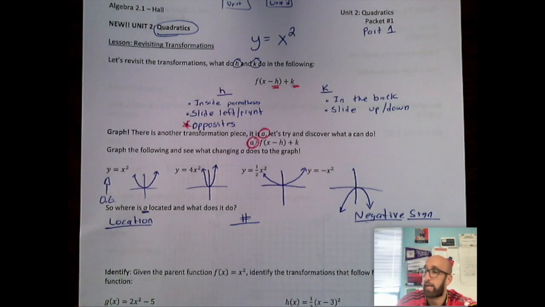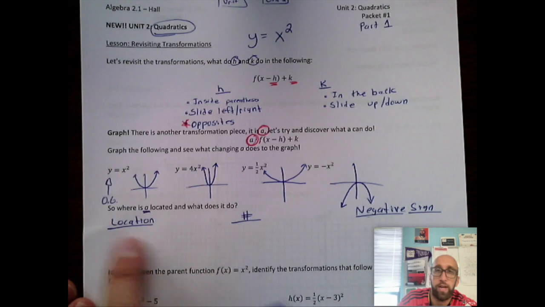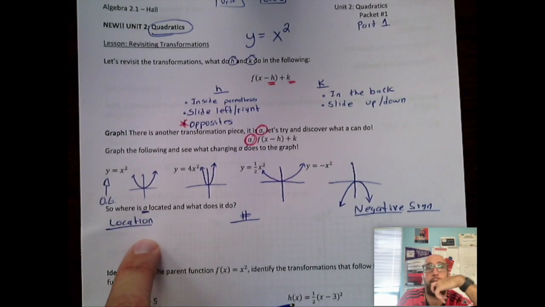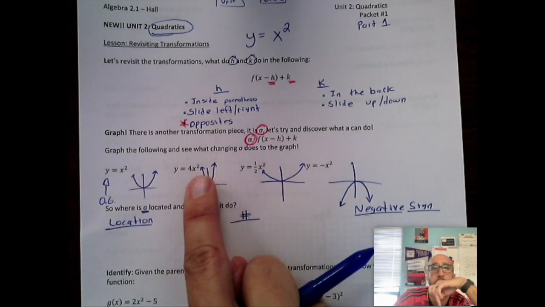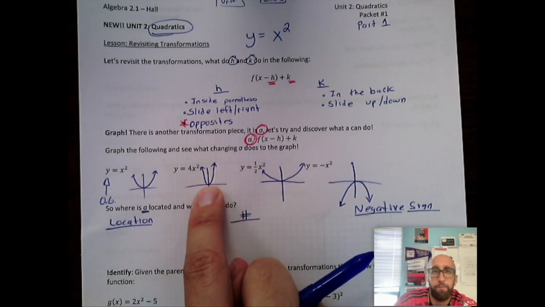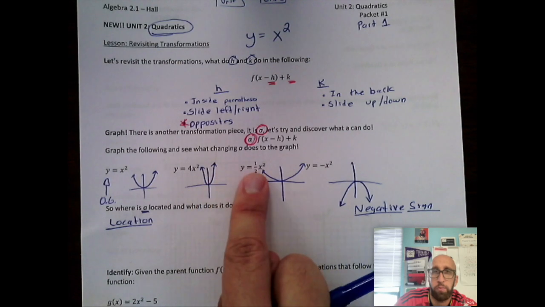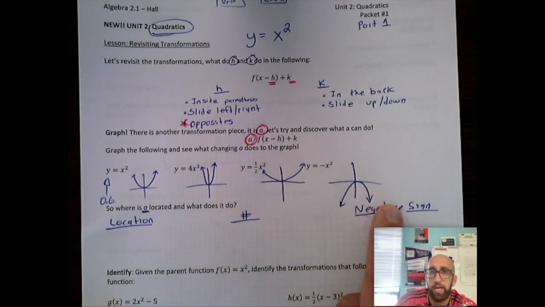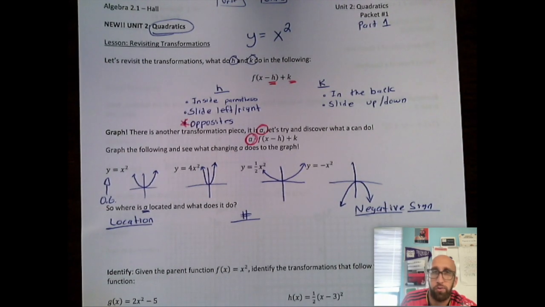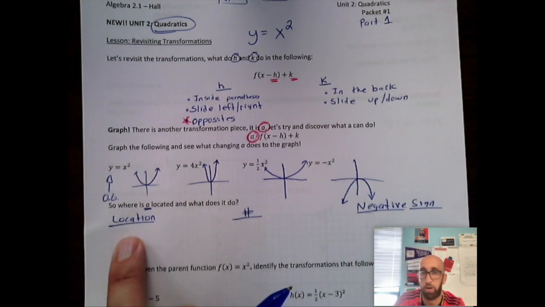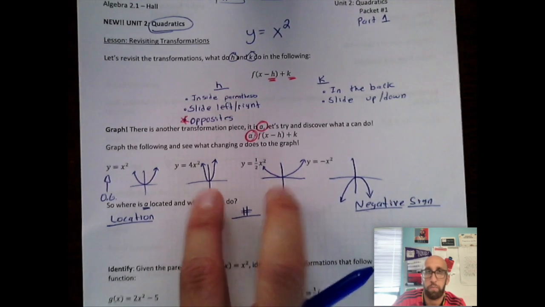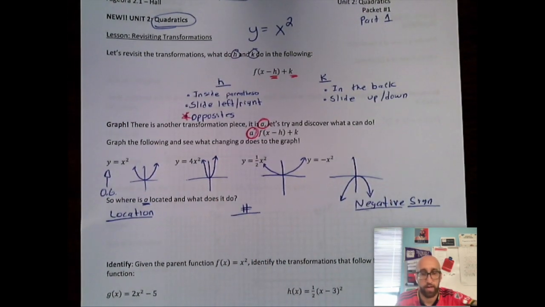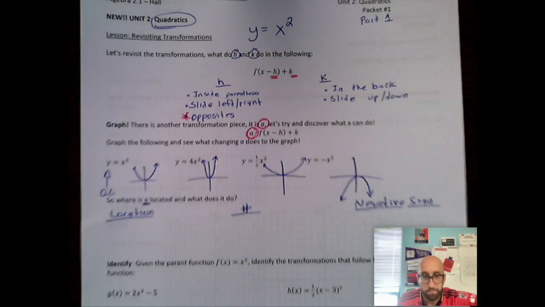So maybe take a second and think about it. You don't need to write it down. You can wait till I write down stuff. But think about, where is A located? What do the numbers in front do? When we had a 4 here, what did it do to the graph? And when we had a 1/2 here, what did it do to the graph? And on this last one, when there was a negative sign, what did that do? So where's A located? What are our numbers doing? And what does a negative sign do? And we're going to write down all these answers.